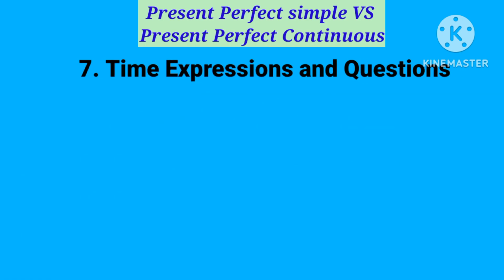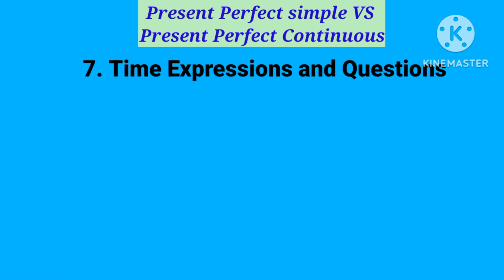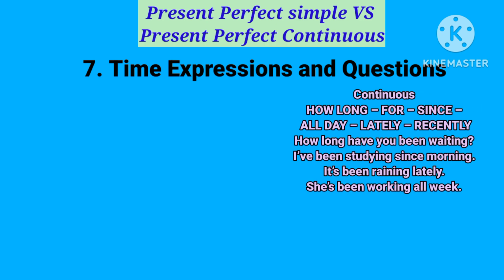Number 7, time expressions and questions. In present perfect continuous, we use how long, for, since, all day, lately, recently. For example, how long have you been waiting? I've been studying since morning. It has been raining lately. She has been working all day.